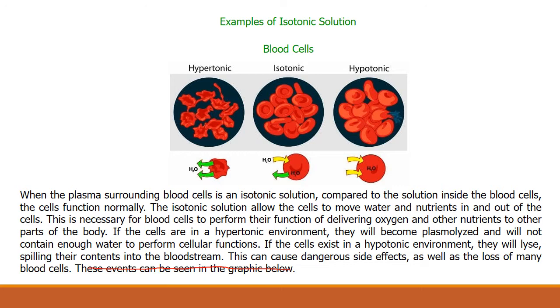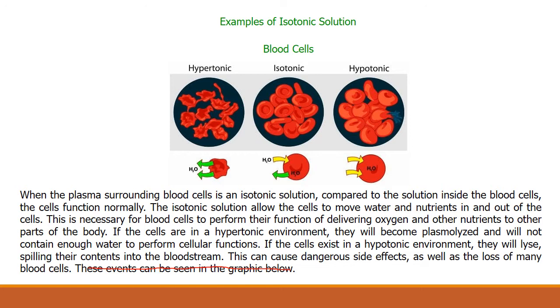It allows the cells to move water and nutrients in and out of the cells. So that is a normal solution for our red blood cells. This is necessary for blood cells to perform their function of delivering oxygen and other nutrients to parts of the body. If the cells are in a hypertonic environment, they will be plasmolyzed and will not contain enough water to perform cellular functions. It's because it releases all the water.